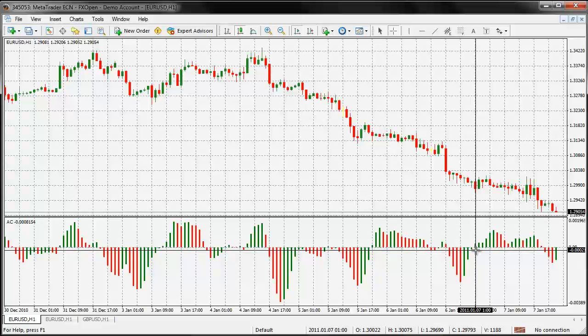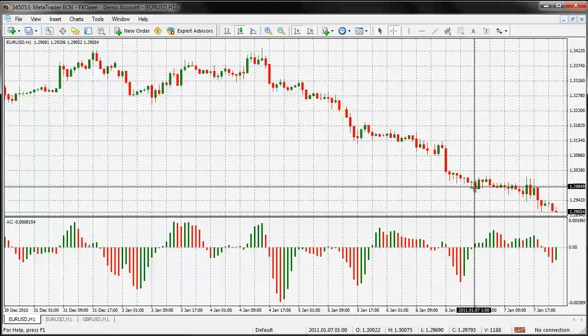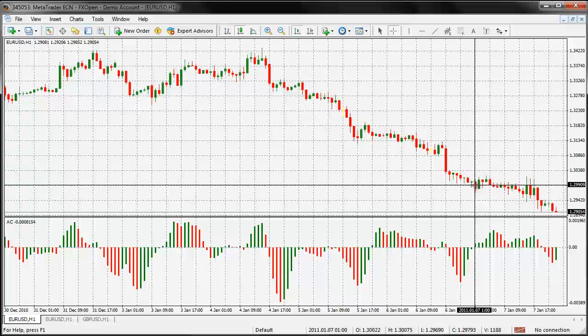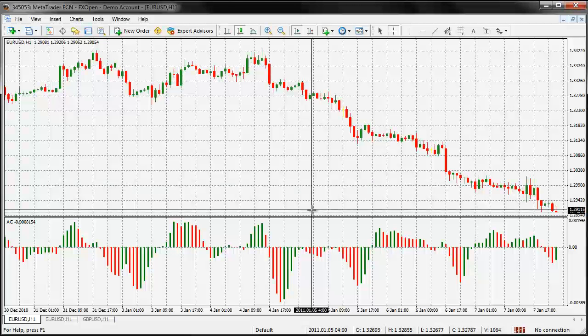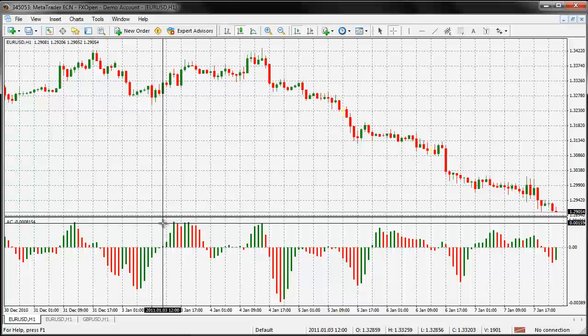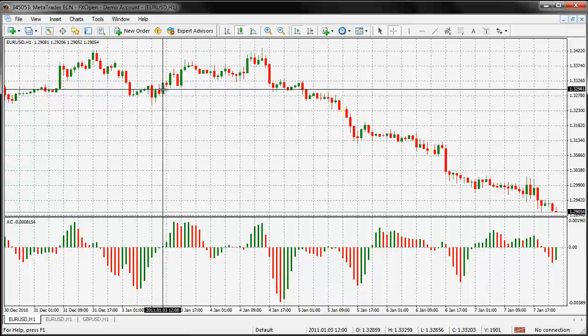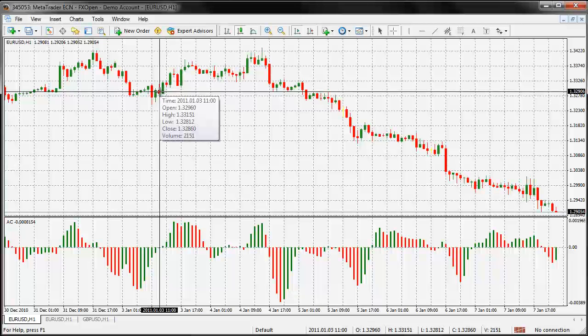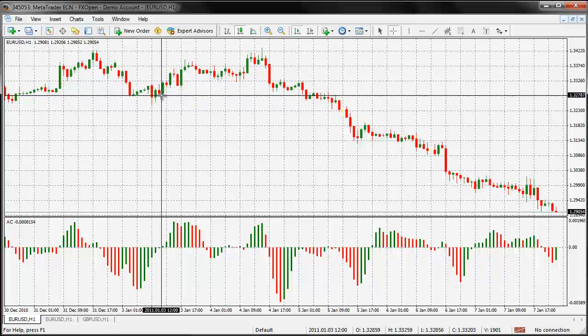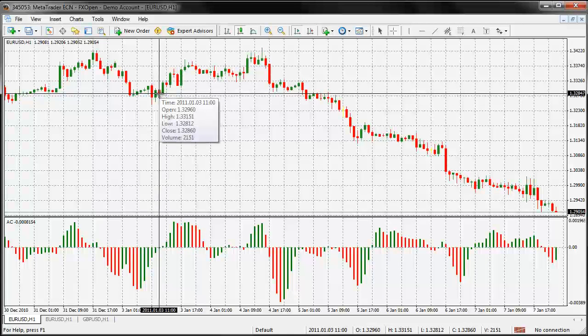Let's take a look at this one. This one's green for a buy trade, but this one's red, so that's no good. This one's green and this one's green, so that's good. The one before it is red, so that's okay. But if the one before it was green, then I would not choose this trade.